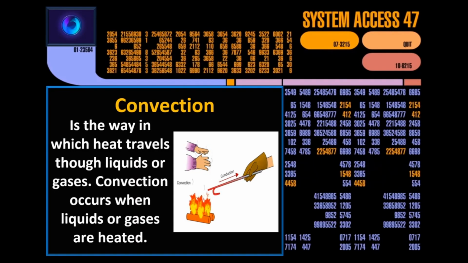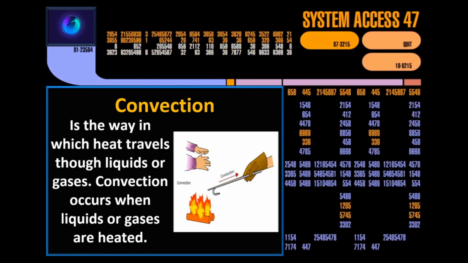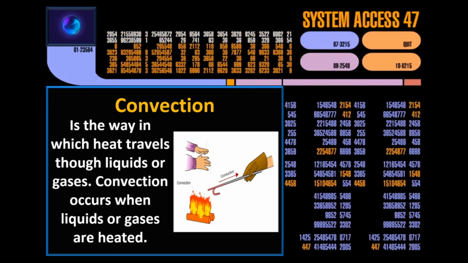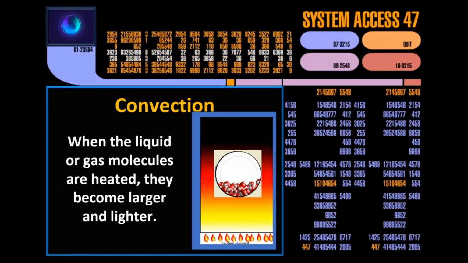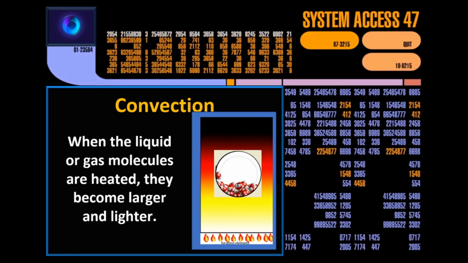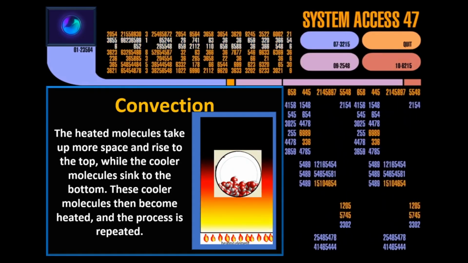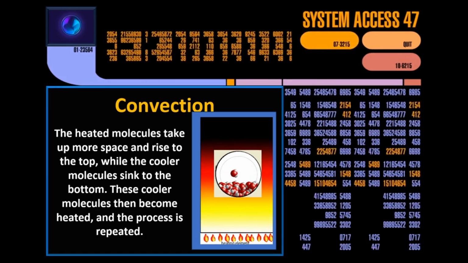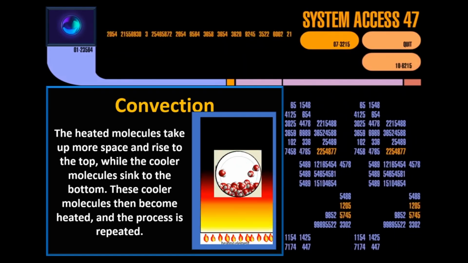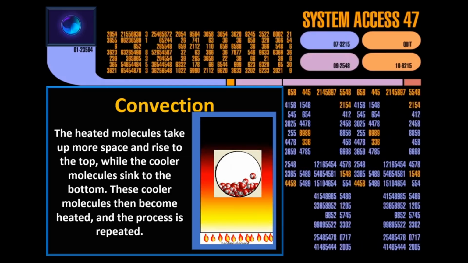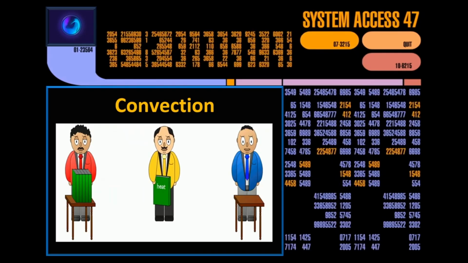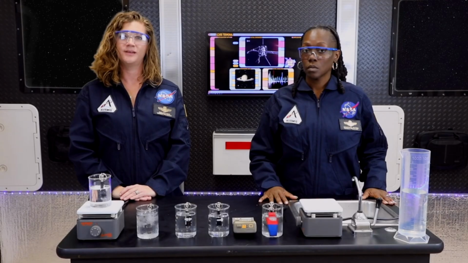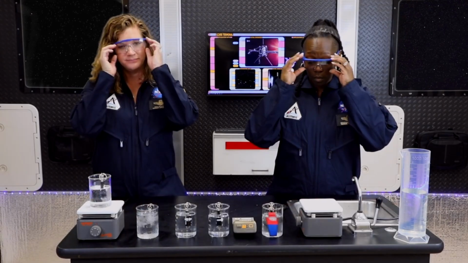Convection is a way in which heat travels through liquids or gases. Convection occurs when liquids or gases are heated. When the liquid or gas molecules are heated, they become larger or lighter. The heated molecules take up more space and rise to the top, while the cooler molecules sink to the bottom. These cooler molecules then become heated and the process is repeated. This cycle is called the convection current. Thank you, Aurora.